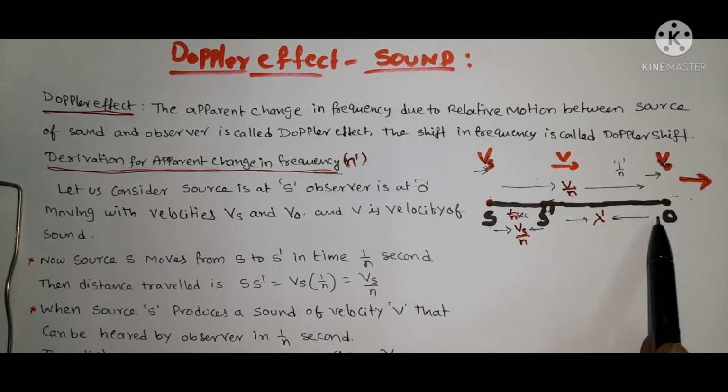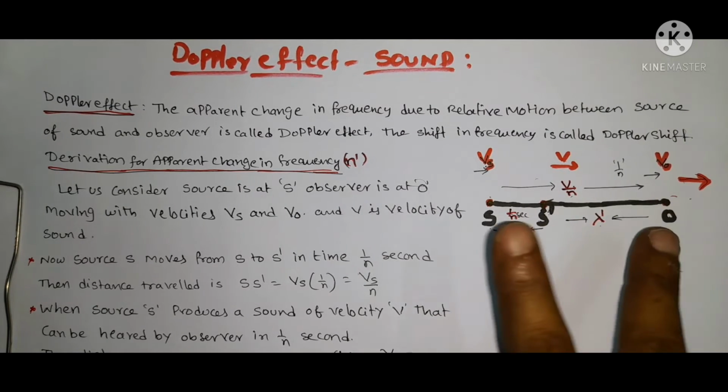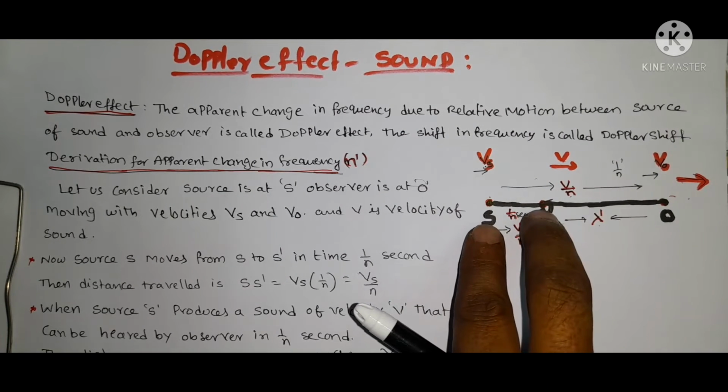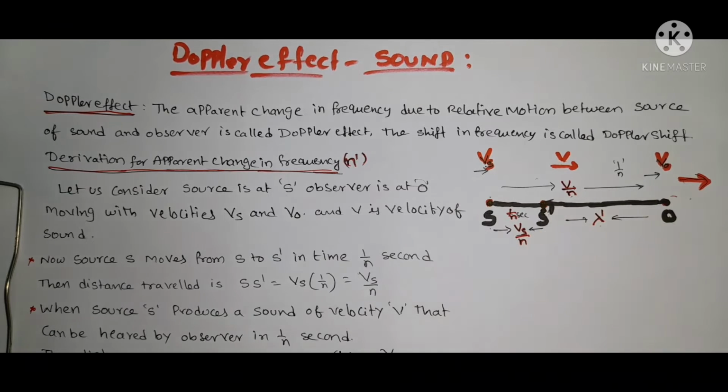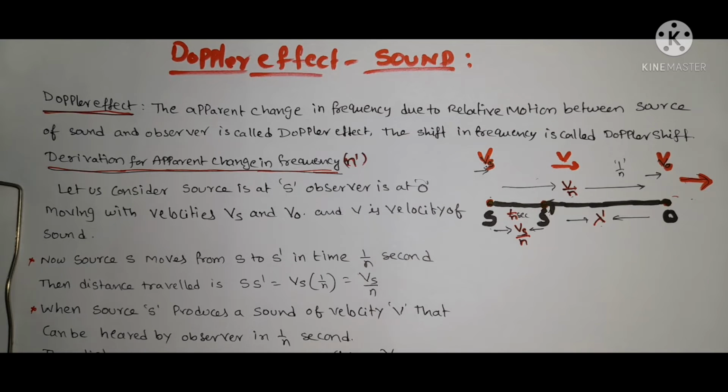Now we have to find the apparent wavelength. The apparent wavelength, represented by lambda dash, is equal to S dash O. S dash O means SO minus SS dash. Same I am writing here: lambda dash is equal to S dash O, which is equal to SO minus SS dash, which is equal to V by n minus Vs by n.